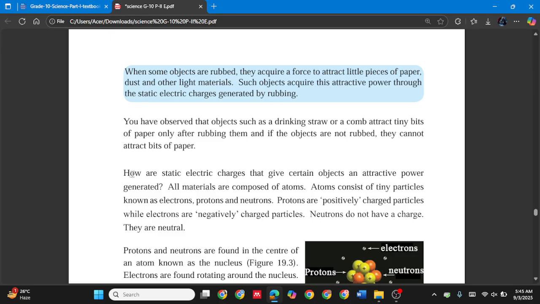How are static electric charges that give certain objects an attractive power generated? All materials are composed of atoms. Now we are going to check how these objects got that force of attraction by rubbing.